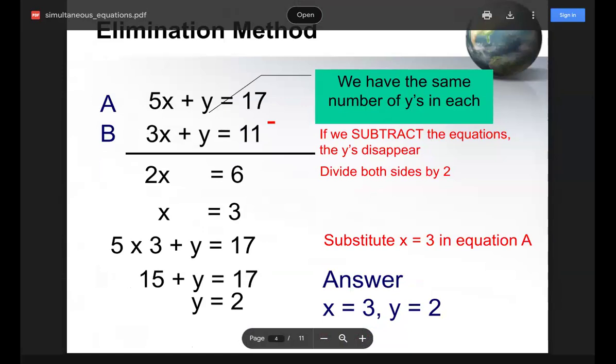The same thing too, you see here, in this case, you can see that the y's have different signs. The y's here have the same signs. So you have to work on it differently.